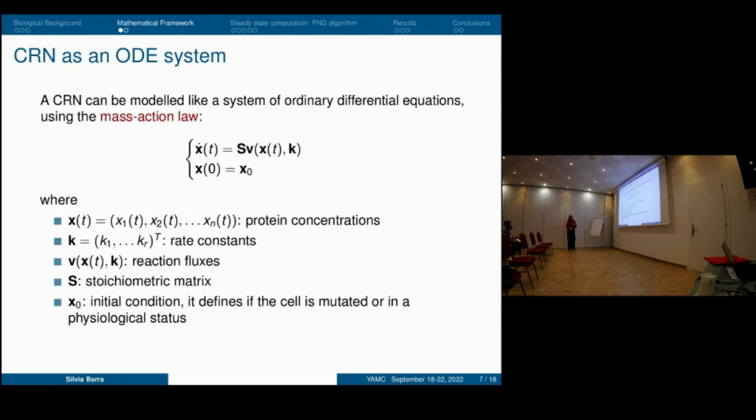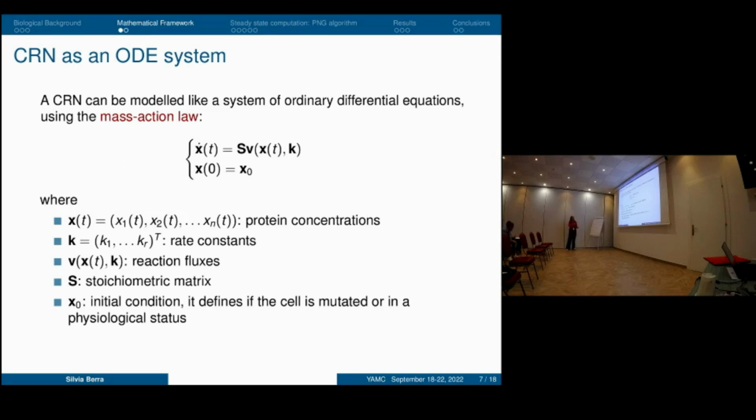But how can we pass from the biological world to the mathematical one? The network we have just seen can be described mathematically through a system of ordinary differential equations. Here, what we want to know is the values of the function x of t that represents how protein concentrations vary in time. So x represents the protein concentrations, and x naught is the vector of values of initial concentration, so at the beginning of the phase of life of the cell we are considering.